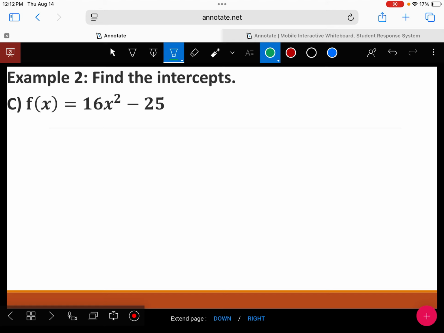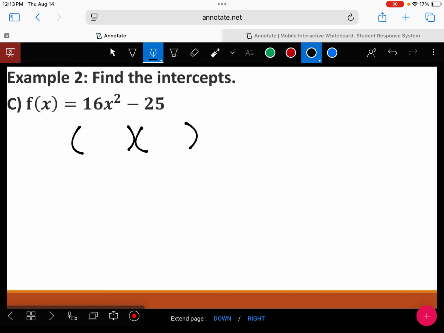So there's actually 2 different ways we could go about solving this. But does anyone recognize the pattern? This is a special pattern in factoring. Difference of perfect squares, difference of 2 squares. 16 and 25 are both perfect squares. So I can just immediately go down to my factors.